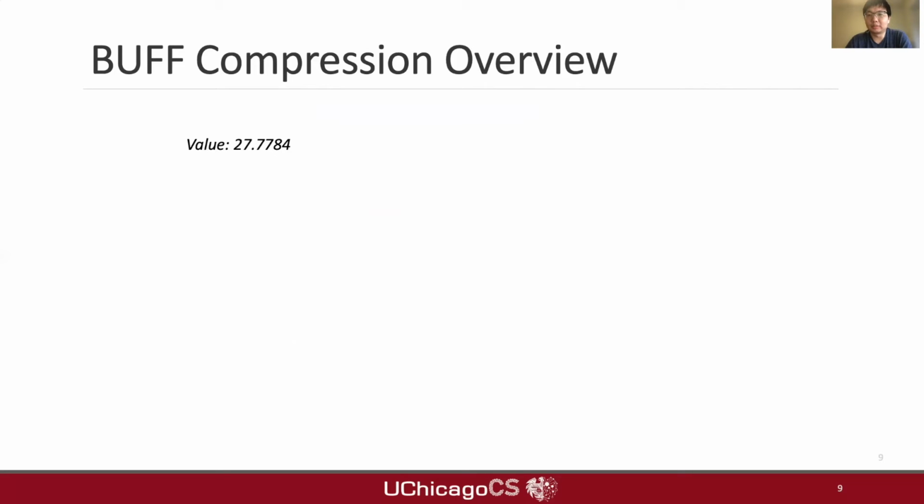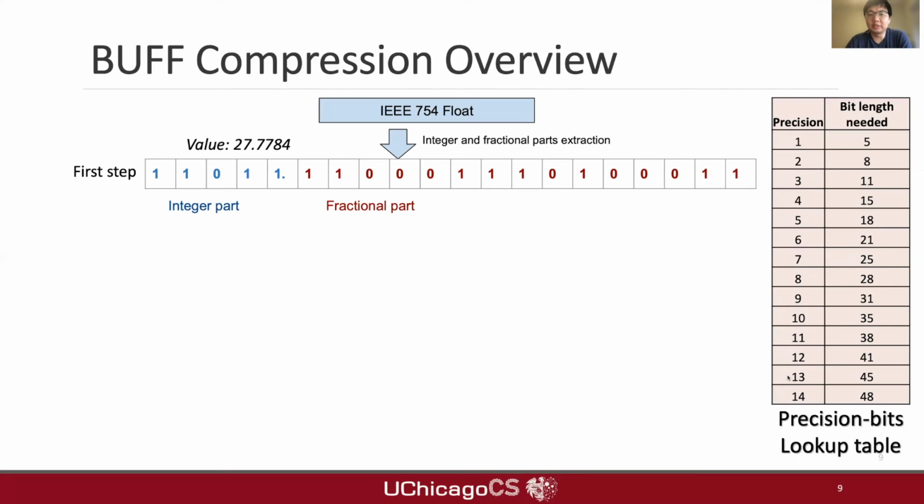Given a value with 4-digit precision, we first check the lookup table. We know that 15 bits is good enough. Our first step is extracting integer part and fraction part by BUFF extractor with pure bit operations. You can find more detail about the extractor in our paper.